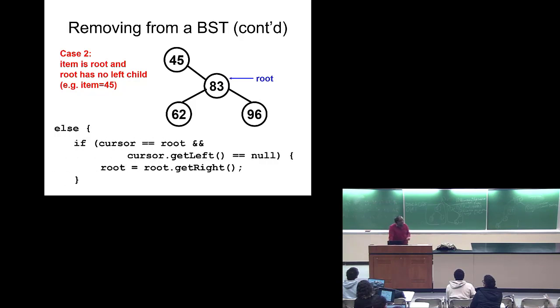So else, if cursor is equal to root and cursor dot get left is equal to null. So here its left is null, which is helping us out. Do we have anything on the left-hand side of 45? No, and this is what we need to remove. Corner case you can treat. So in this case, very, very simple. Our cursor is equal to root, but cursor dot get left is null. So in this case, we will simply say root is equal to root dot get right.